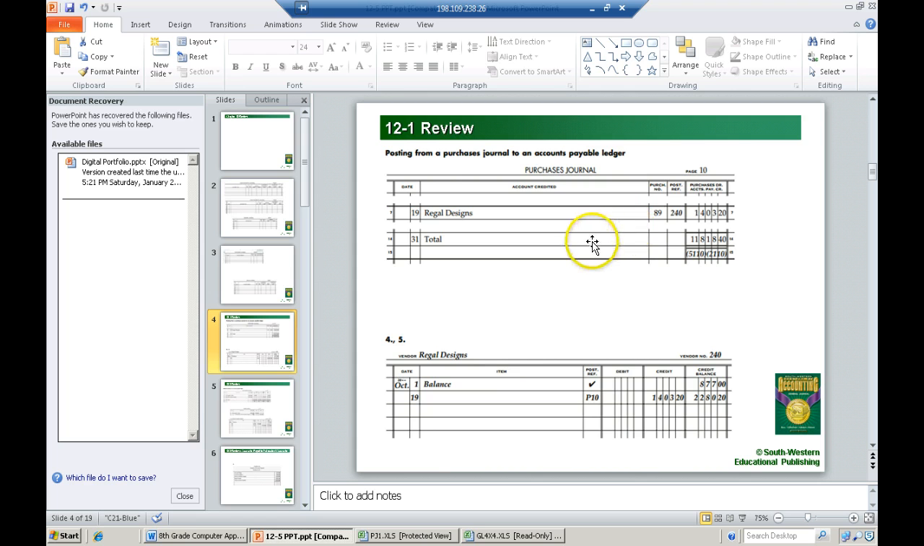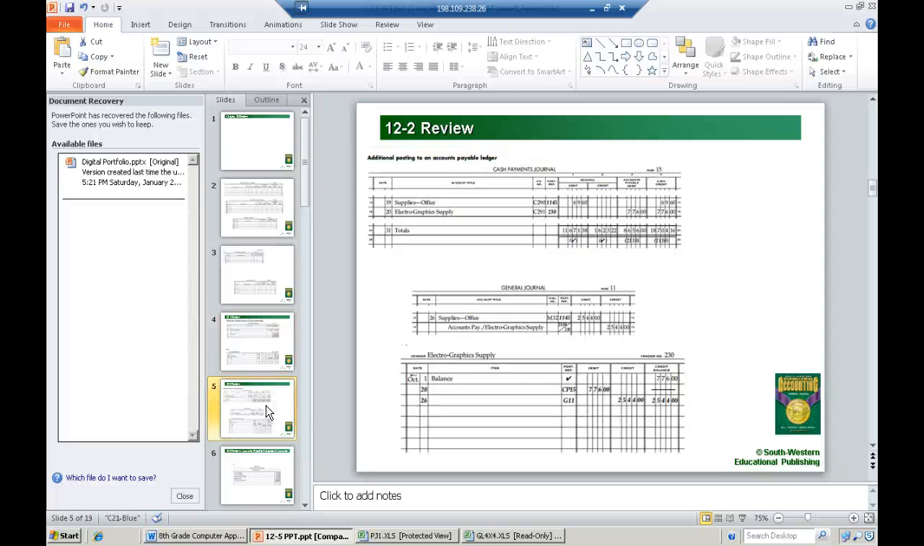When transferring this to the individual ledger accounts, we're going to put the date, we're going to put the page number of the purchases journal, the credit amount, because accounts payable credit right here, and then we're going to add it to our normal credit balance. This is what we owe them total. If we were to pay them back and it was recorded in the cash payments journal, there would be a debit here and we would subtract from the total of what we owe them. So that was it for 12-1, transferring from purchases journal to individual subsidiary ledger accounts.